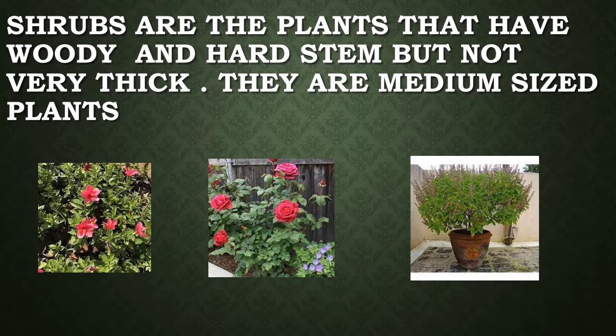Shrubs are the plants that have woody and hard stem but not very thick. They are medium-sized plants. Hibiscus, rose and tulsi are shrubs.